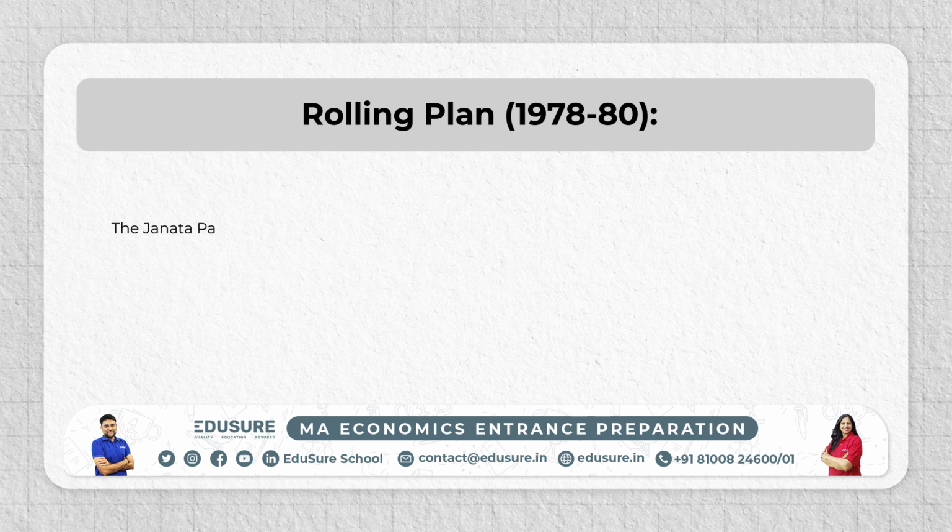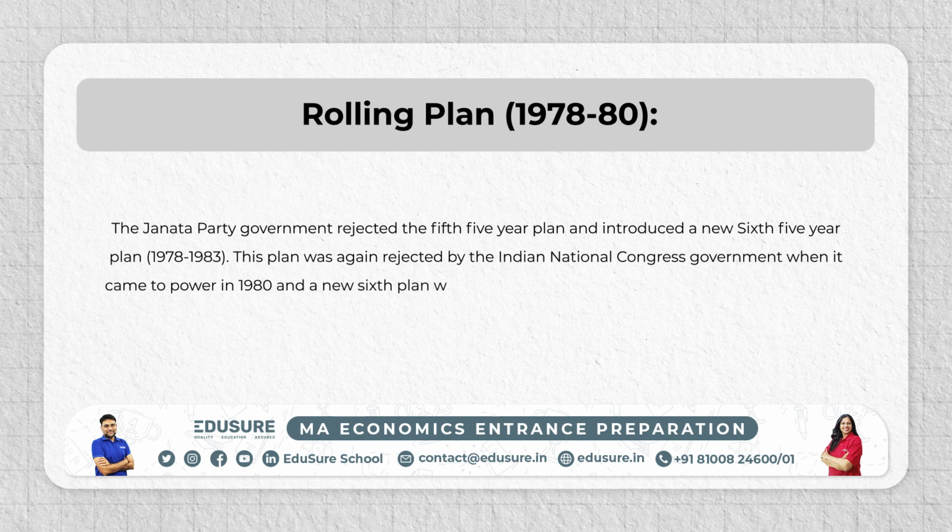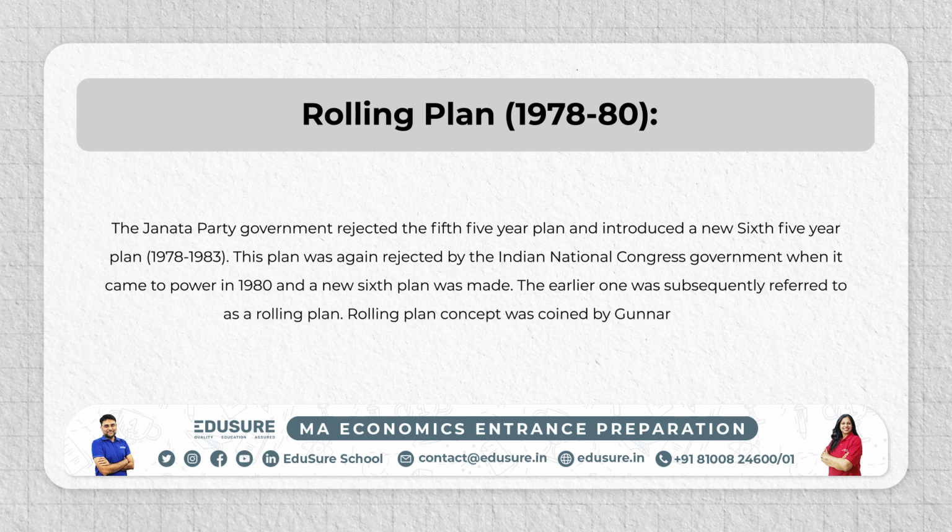Rolling plan, 1978 to 1980. The Janata Party government rejected the Fifth Five-Year Plan and introduced a new Sixth Five-Year Plan, that is from 1978 to 1983. The plan was again rejected by the Indian National Congress government when it came to power in 1980, and a new Sixth Plan was made. The earlier one was subsequently referred to as a rolling plan. The rolling plan concept was coined by Gunnar Myrdal.